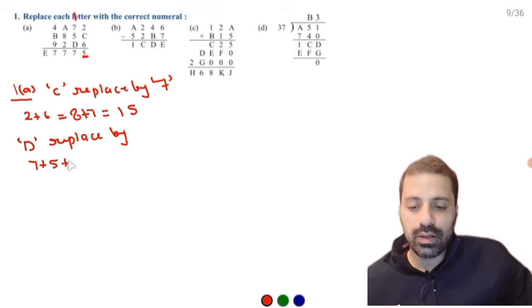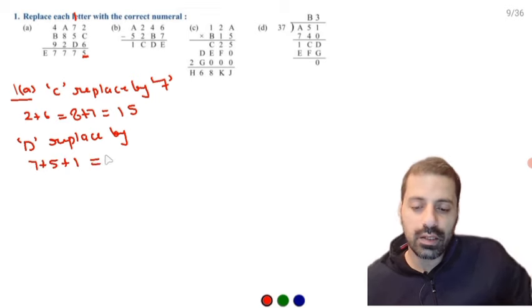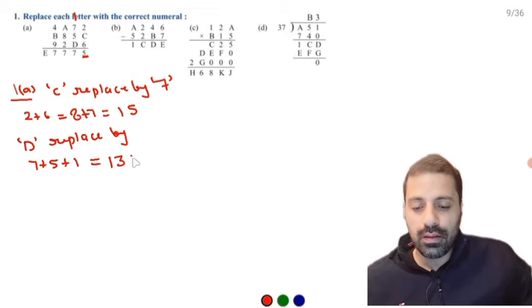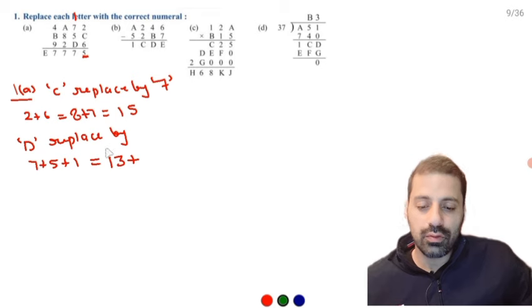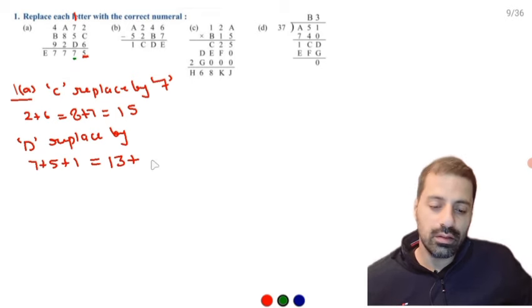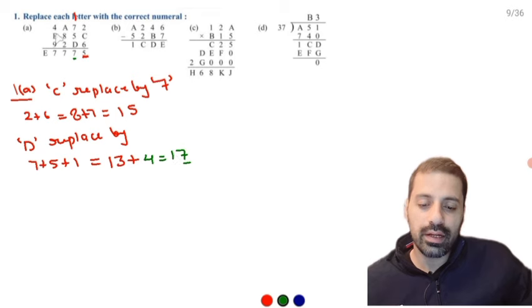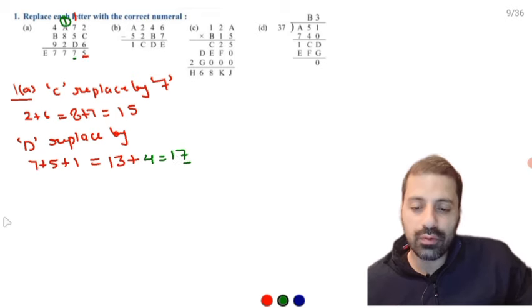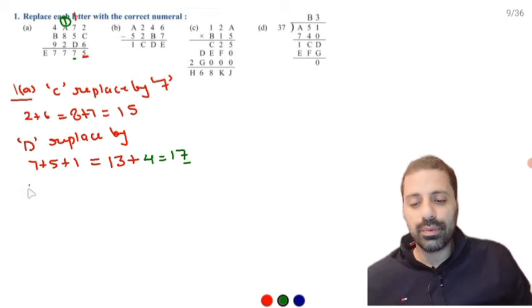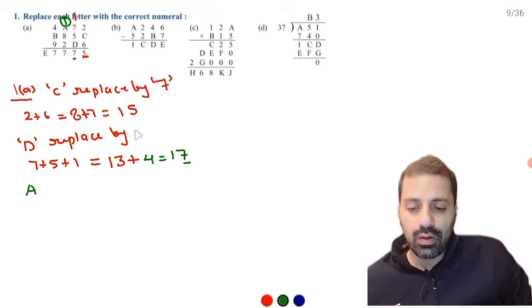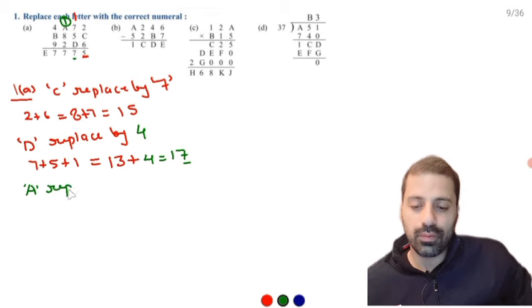So D replaced by, so 7 plus 5 plus 1 is equal to 13. So what should I have to add in 13 so that I get 7? 4, if I add then I've got 17. 17, the 7 stays and 1 is carry forward. This is how we add. Now we have to replace A. So D will be replaced by 4.